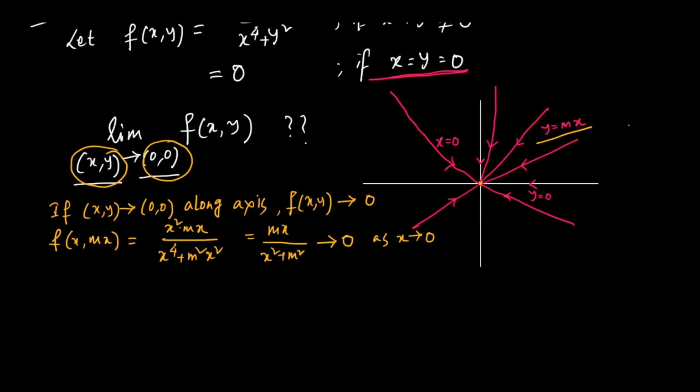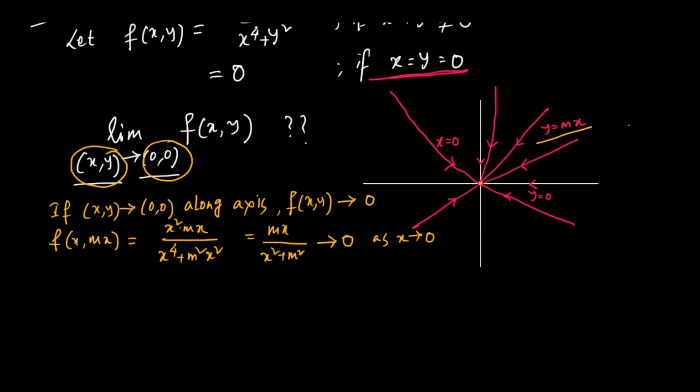Now, will this imply that limit (x, y) tends to (0, 0) f(x, y) is equal to 0? Because there can be an infinite number of straight lines passing through the origin, and whenever (x, y) approaches (0, 0) along any of those infinite number of straight lines, the function tends to 0. So will this imply that the limit is 0? Absolutely not, because there can be so many other types of paths than these linear paths. These are only some of the examples.